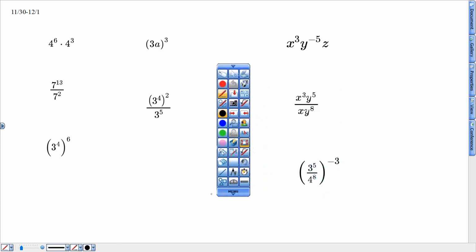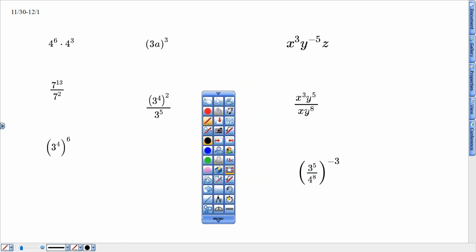Thanks for listening, Michigan. So this first one, you're going to add these exponents and leave the base alone, that 4 number alone. But I'm going to add 6 and 3 to get 9, so 4 to the 9th. This guy is where I don't add them, I subtract, but I still leave that 7 alone. But then 13 minus 2, that gives me 11, so 7 to the 11th.